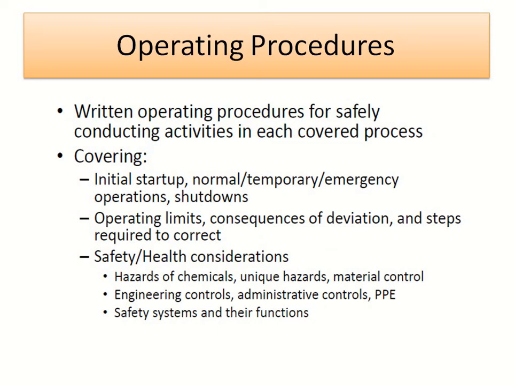Operating procedures. These are written operating procedures for safely conducting activities in each covered process. They should cover the initial startup, normal, temporary, and emergency operations and shutdowns. Also, they state the operating limits, consequences of deviation, and steps required to correct. And finally, safety and health considerations related to the hazards of chemicals, unique hazards, and control with different engineering controls and administrative controls, with the safety systems and their functions.